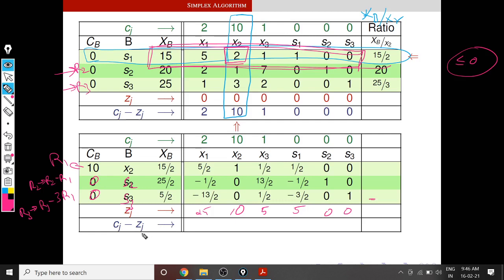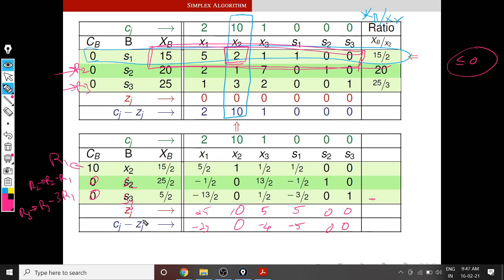And what about Cj minus Zj's? Cj's are the costs. 23 minus 25, minus 2, right? X2, 10 minus 10, 0. 1 minus 5, minus 4. 0 minus 5, minus 5. And 0, 0. We know that the Cj minus Zj's are always 0 for basic variables.